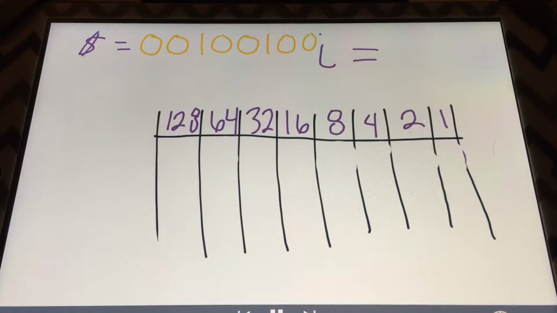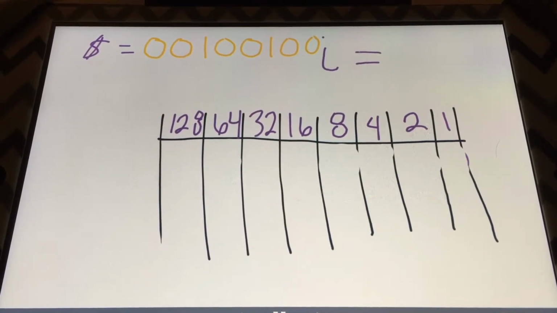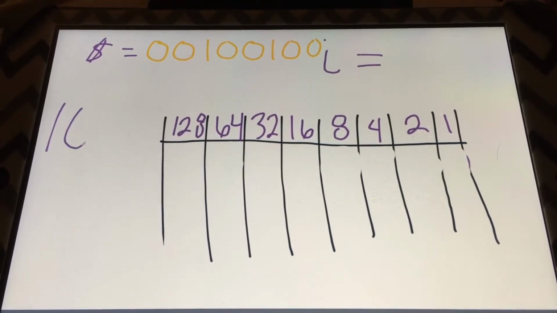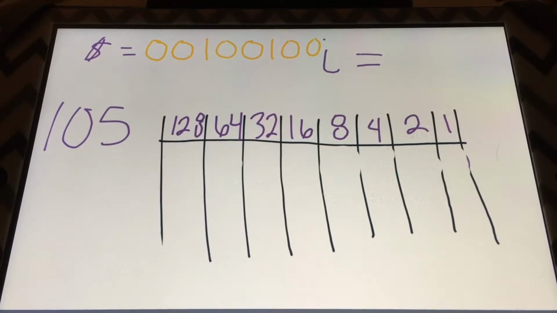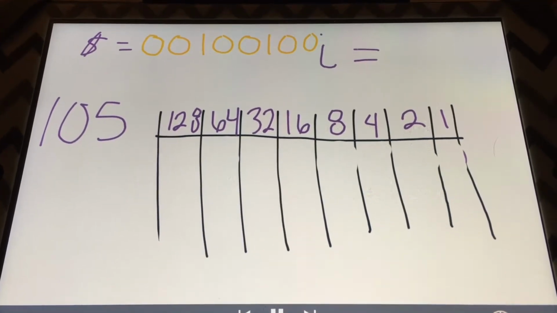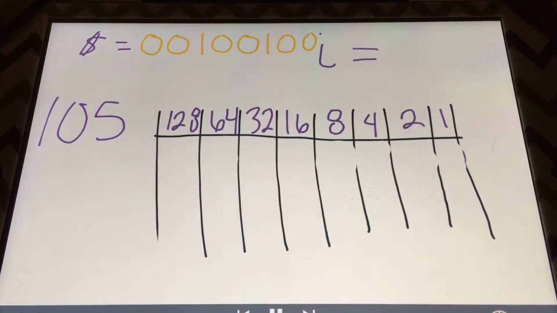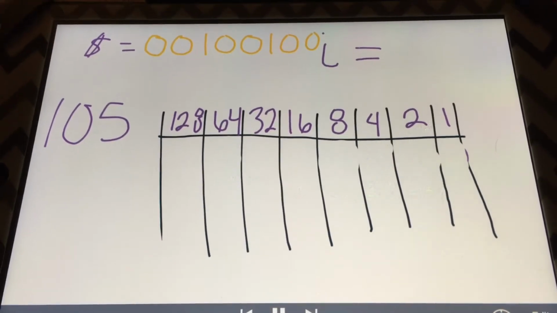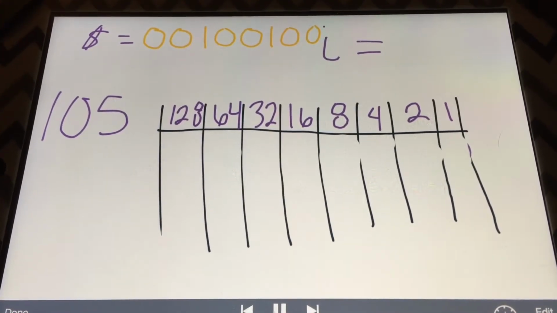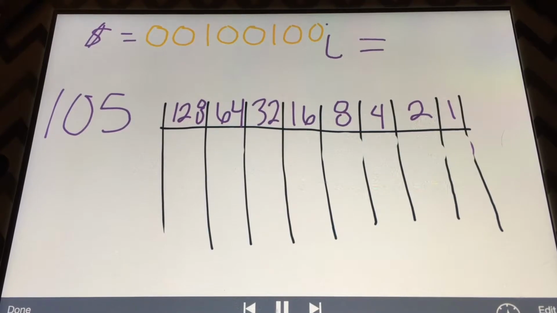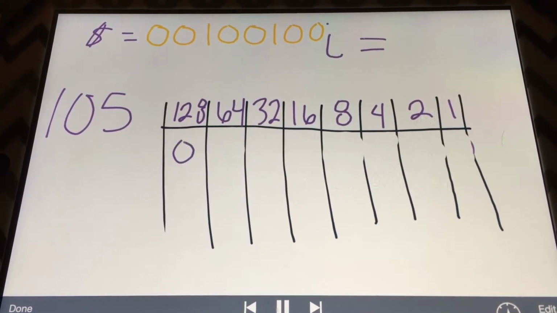That is correct. 105. So off on the corner, we're going to write 105. Now we go through the same process. We're going to look at 128. Is 128 bigger than 105? Yes. So we're going to put a 0.